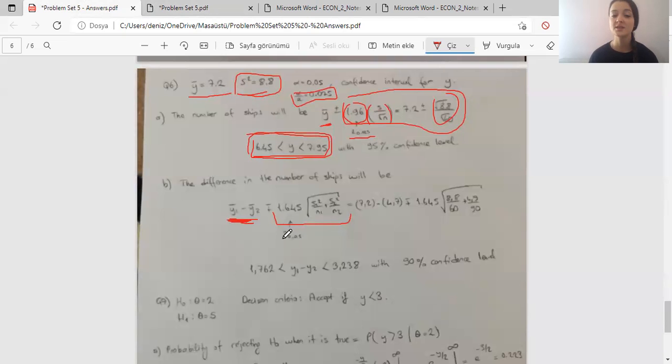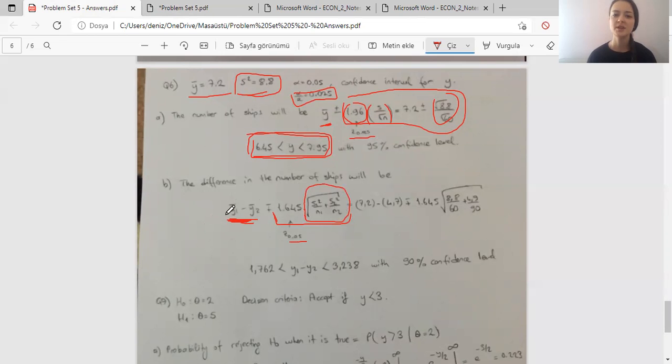And Z 0.05 is 1.645, as you should know by heart. And we are going to multiply this with what? Since we have two different sample variances, we are going to take a kind of weighted average of them. The first sample variance over its size plus the second sample variance over its size, and we take the square root of it to find the pooled standard deviation.